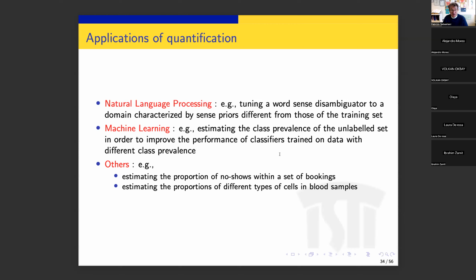Lastly, for hematology, estimating the proportions of different types of cells in blood samples. So you might have a blood sample, an image of a blood sample where you want to classify each cell that you are able to identify as being, say, a white cell or a red cell, because if the percentage of white cells is excessive, then this is important in the diagnosis, say, of leukemia. And of course, this is a problem of quantification. You are not interested in individual cells, you are interested in how many.